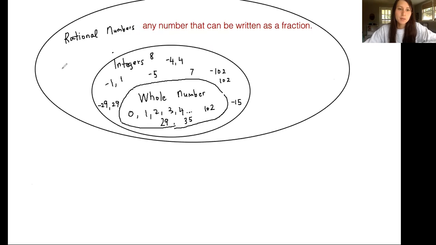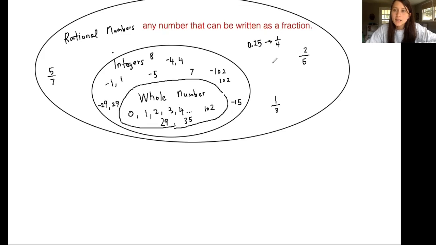So let's think of some numbers that can be written as fractions. Well, any number that's a fraction, right? So I could say 5/7, or I don't know, 2/5, or 1/3, right? Any of these would be rational numbers. But how about 0.25? Can this number be written as a fraction? Yeah, right? This would be 1/4.